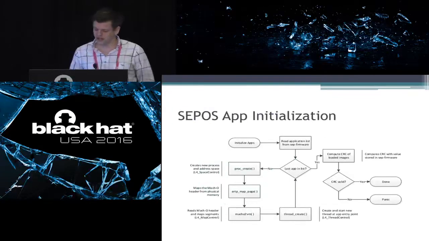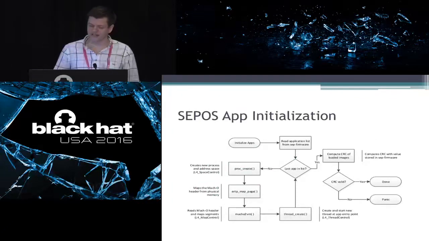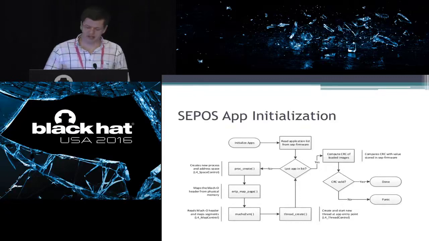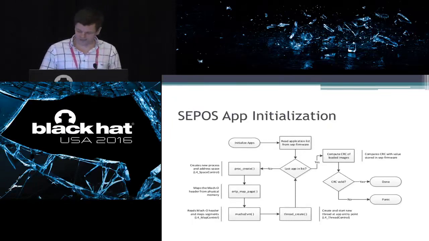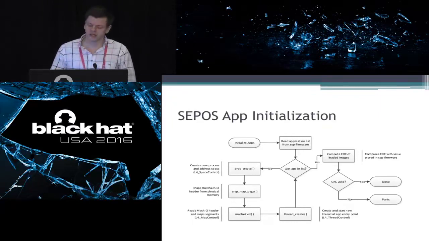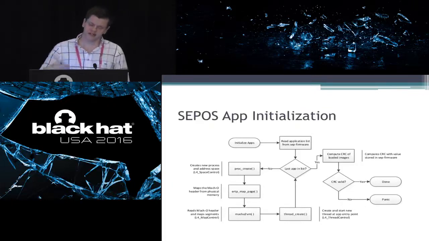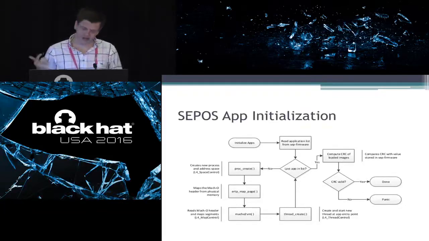So this is a chart just illustrating the app initialization process. In the first step, it reads the application list from the SEP firmware, and each entry in this list has information about how it's supposed to load. So it goes through the step of creating an address space for the process. It parses the headers of the Mako binary, and then loads the segments, and finally it starts the main thread. Once it's done this, it also computes the CRC of all the loaded images in memory, and then checks that against the CRC that's been pre-computed. If that's okay, then it continues to boot. If not, it will fail.